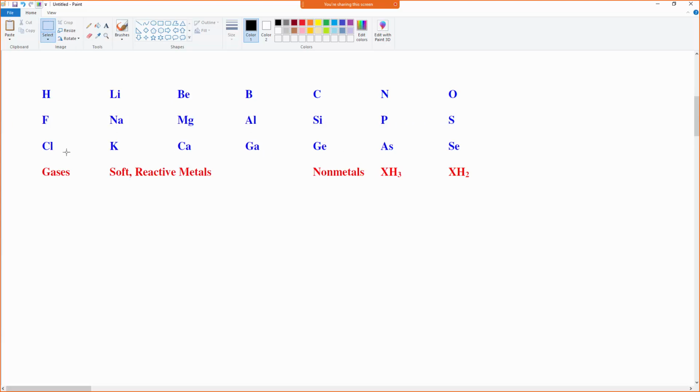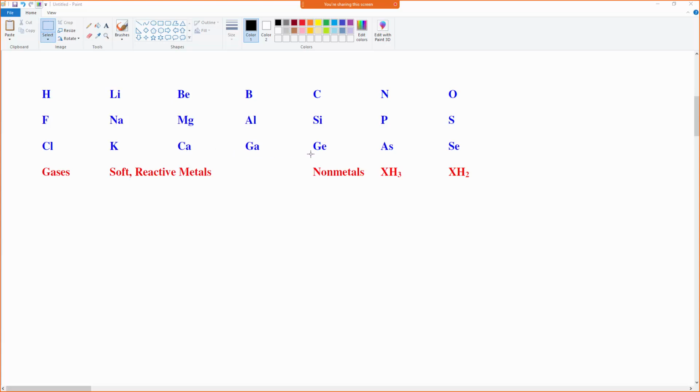So this repeating pattern. Everything in this column, all of these are naturally gases at room temperature. So that's a common physical property they share. All of these are soft reactive metals at room temperature. That's a physical property they share. In fact, they are so reactive, they react violently with water and might even light on fire if you stick them in water. These are a little less reactive, but still pretty reactive metals.